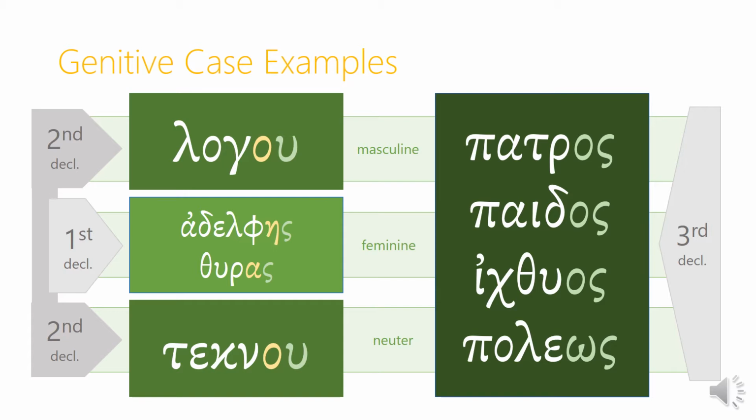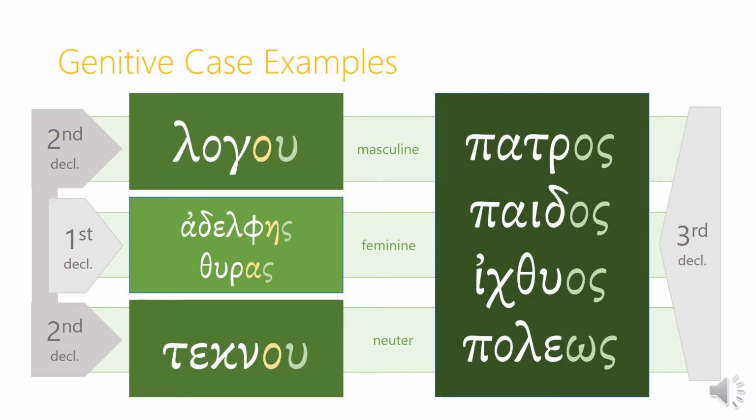In the third declension, we see that the stem changes in most cases before we put the ος ending on. And so πατήρ becomes πατρός. παῖς becomes παιδός. ἰχθύς becomes ἰχθύος. And πόλις becomes πόλεως, and the ος ending gets lengthened to ως.